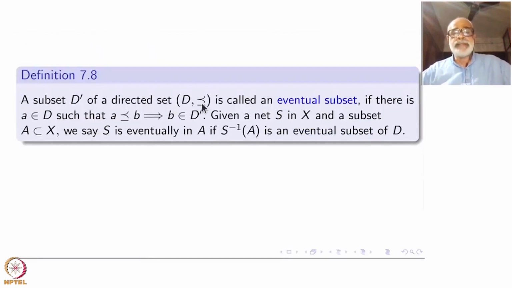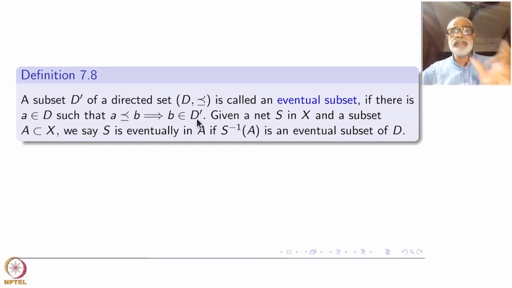Start with any directed set D, take a subset D' of D, and then you want to tell what kind of subset you are taking. So there is a qualification. It will be called an eventual subset if there is an A inside D such that A less than or equal to B would imply B is inside D'. Okay. So that is what makes it eventual. There is one point, and everything following that point must be inside D'. So such a thing is called an eventual subset.